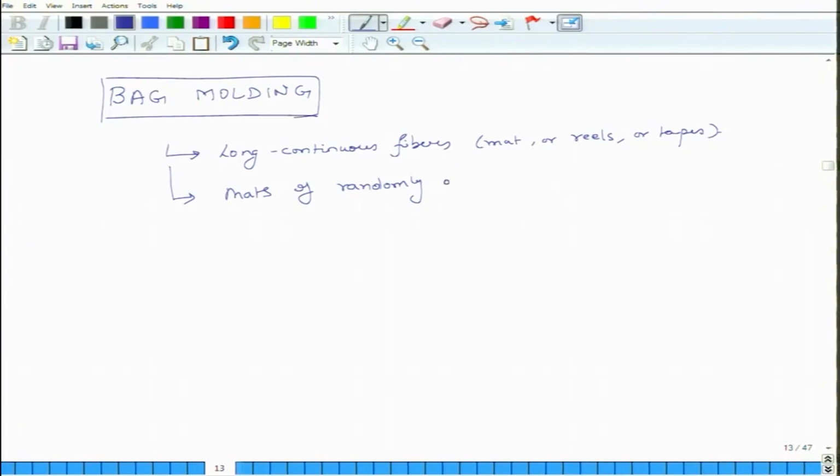So, mats of randomly oriented short fibers, or you can also use prepregs. So, what are prepregs? They are mixtures of semi-cured matrix and continuous fibers in a mat form, and these are highly oriented fibers. So, you can use either of these, and you can use the bag molding process to make high quality composite structures and materials from this.